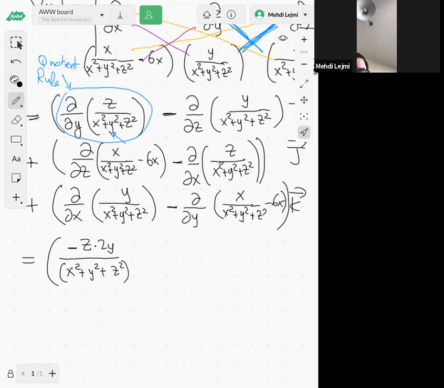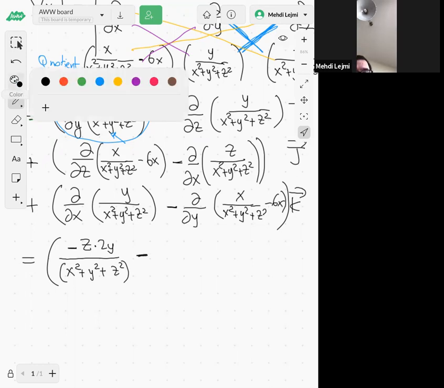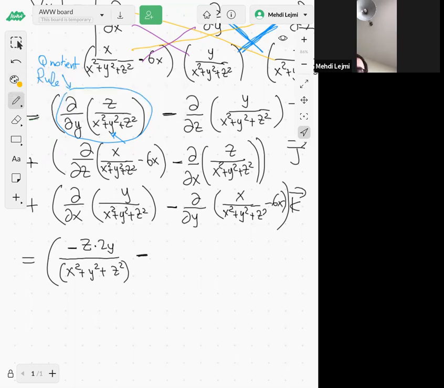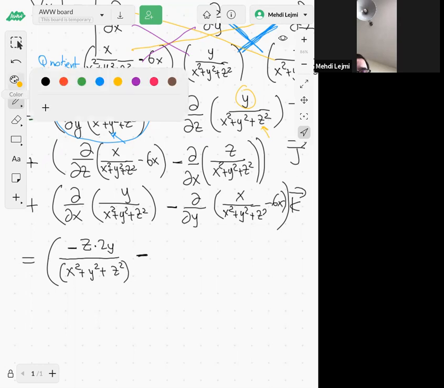So minus, here it's the same. You have the derivative with respect to z. There's no z in the top, that's good news, so there's only z in the bottom. You can apply the quotient rule again, so that will be minus.